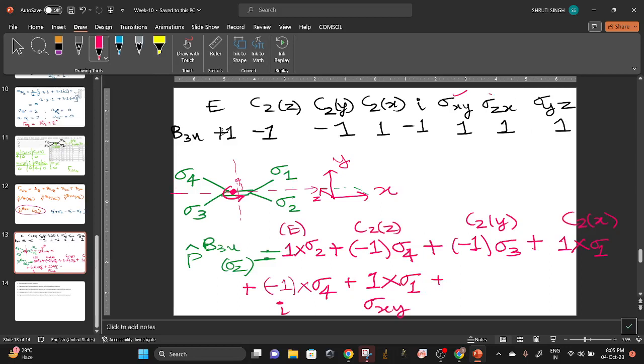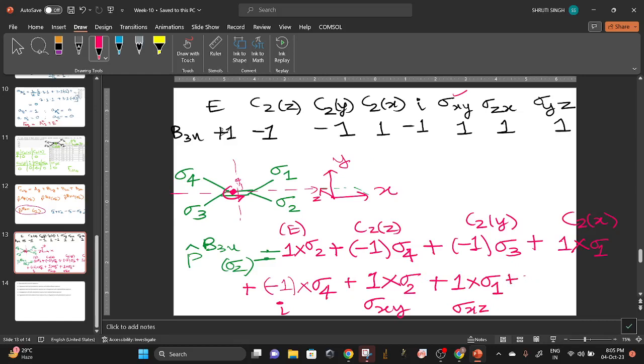Next this one, sigma xz, the character is 1. Oh, sorry, the last one was xy, right? Sorry, my mistake, you were right. Sigma xy is this molecular plane. Next will be sigma xz, which I told earlier. Am I clear?